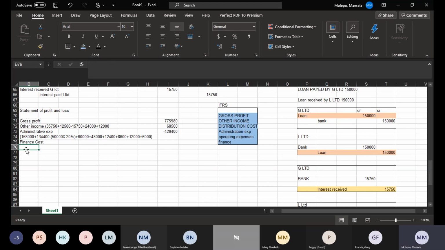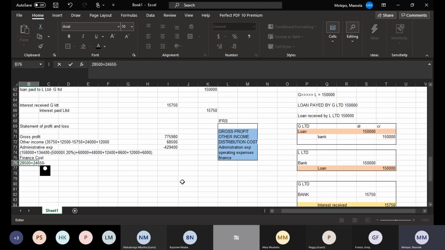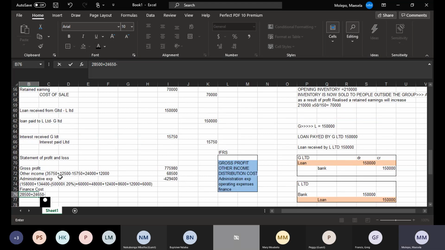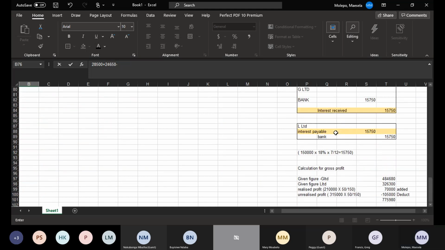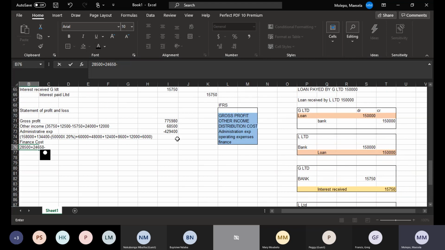On the finance cost, we have the 28,500 from the parent plus the 24,650 for the subsidiary. Now we have to less. There was an income received as a result of the finance cost for an amount of 15,750. This 15,750 was paid by L Limited. So it's an elimination, and we must deduct it again. So we can say minus 15,750.